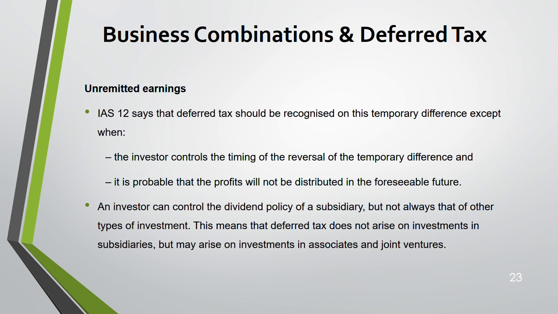But not always that of the other types of investment. What do you mean by that? This means deferred tax does not arise on investments in subsidiaries, but it will arise on investment in associates and joint venture. Please understand this. For subsidiary, deferred tax will not arise. But if you're having an investment in associates or joint venture, deferred tax may arise. Not must, but may arise. We never know.